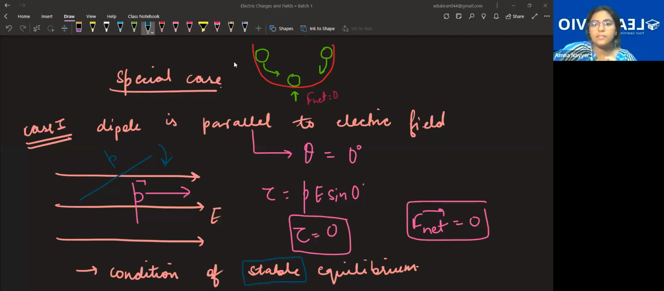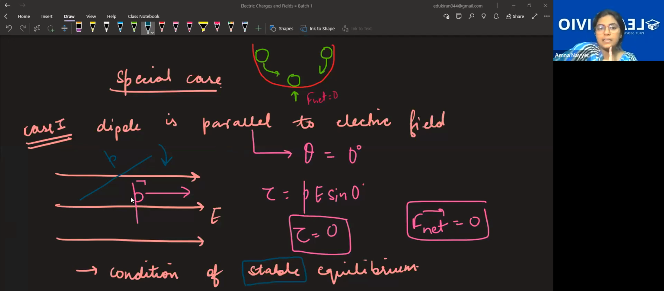Whenever you have any configuration, this was just an example, this bowl and ball example. If you disturb the resting state, the body automatically comes back to its original position because of the presence of forces. Now again it is coming back to its original position and staying. So we say that this is the case of stable equilibrium.